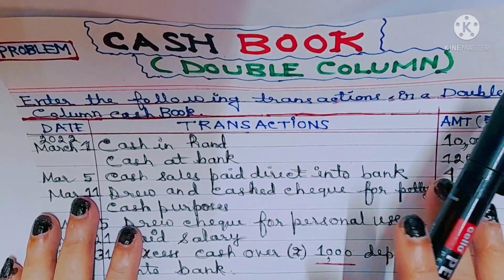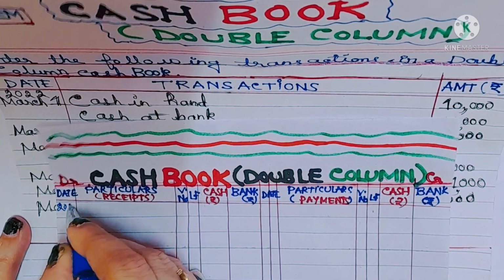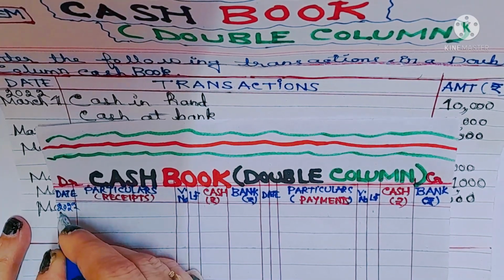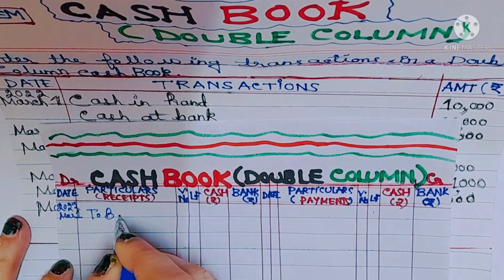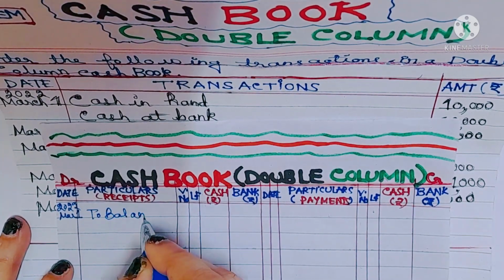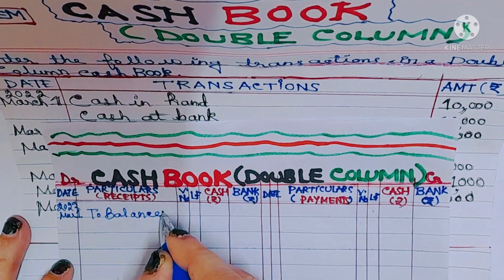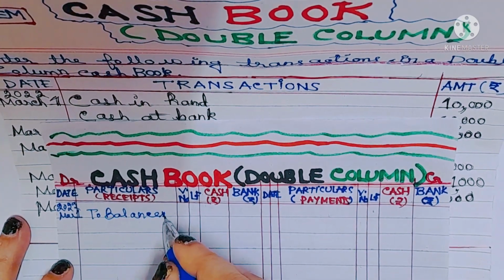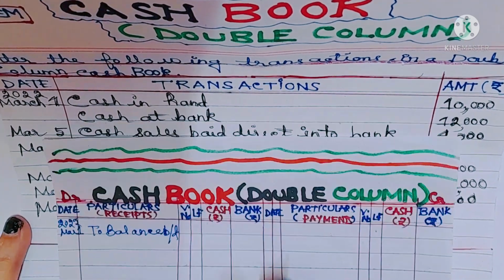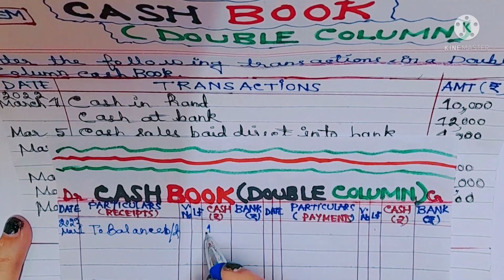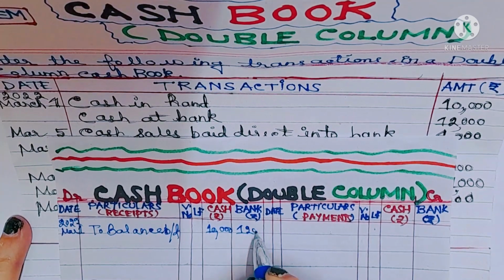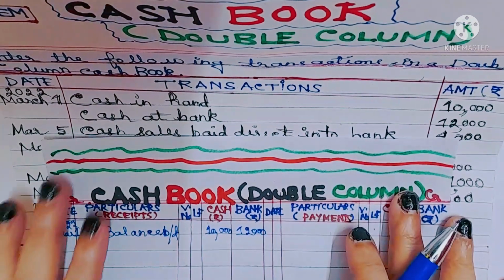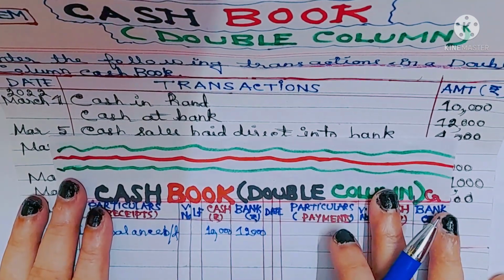So let's write. On 1st March, to balance BD. These are the opening balances given in the problem. Okay, to balance BD, 10,000 in the cash column and 12,000 in the bank column. Okay, so now let's see the next transaction.